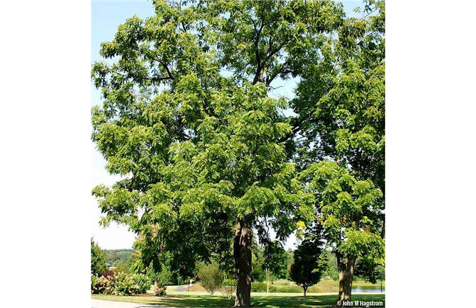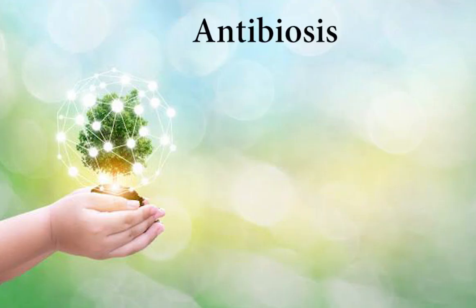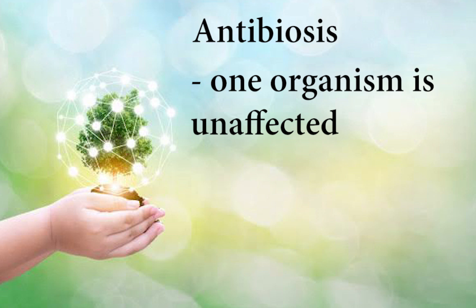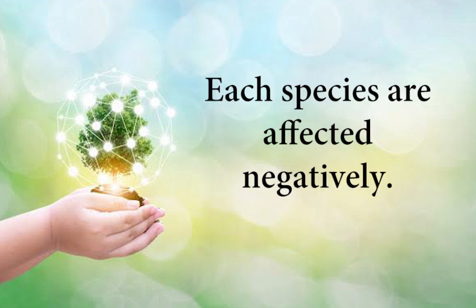Next, we have amensalism. Any relationship between organisms of different species in which one organism is inhibited or destroyed, while the other organism remains unaffected. Amensalism has two modes, antibiosis and competition. In antibiosis, one organism is unaffected, but the other is harmed or killed, while in competition, each species is affected negatively.